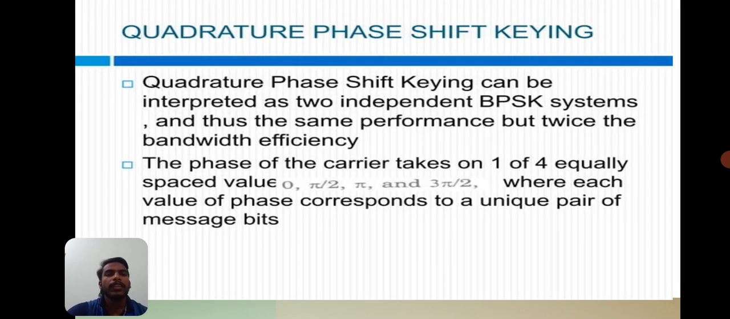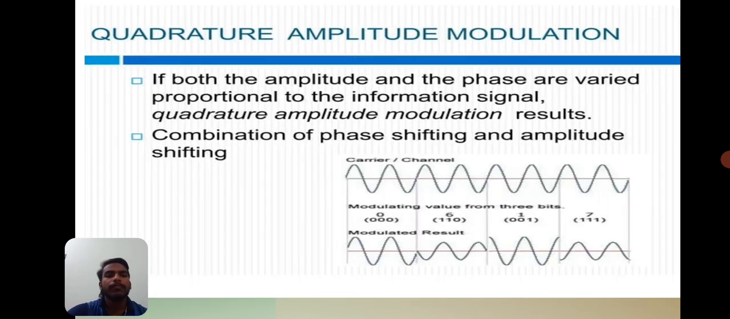Quadrature phase shift keying. QPSK can be interpreted as two independent BPSK systems, and thus has the same performance but twice the bandwidth efficiency. The phase of the carrier takes one of four equally spaced values: 0, pi/2, pi and 3pi/2, where each value of phase corresponds to a unique pair of message bits.